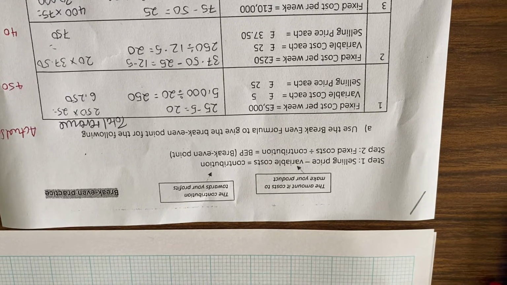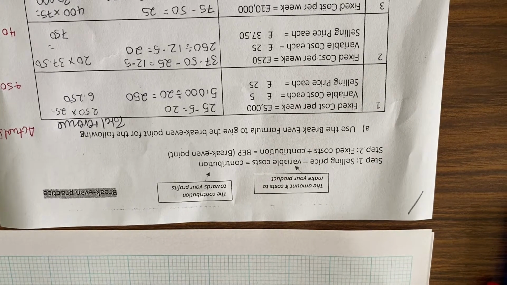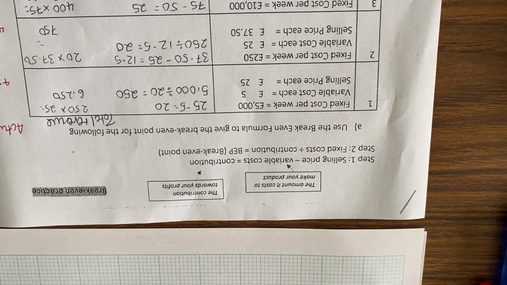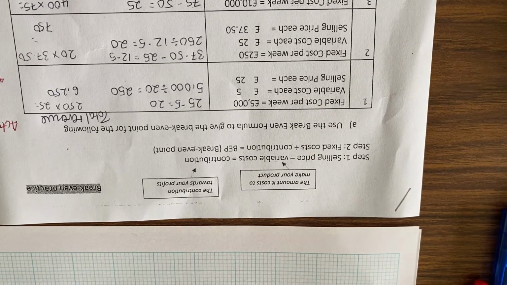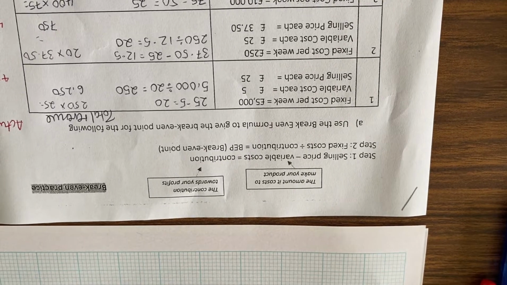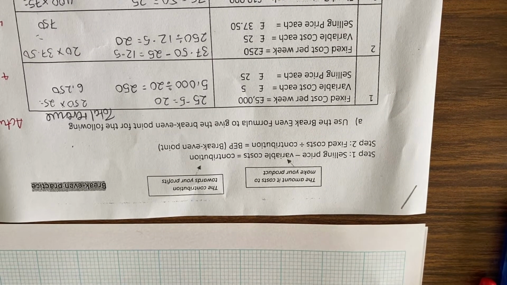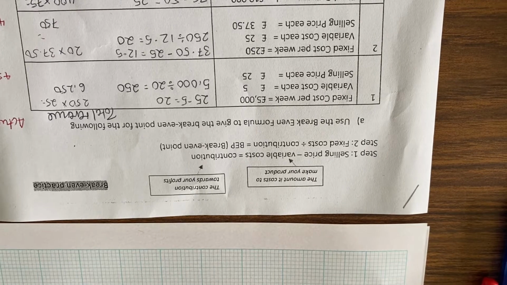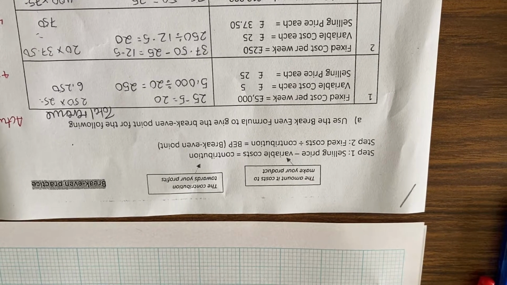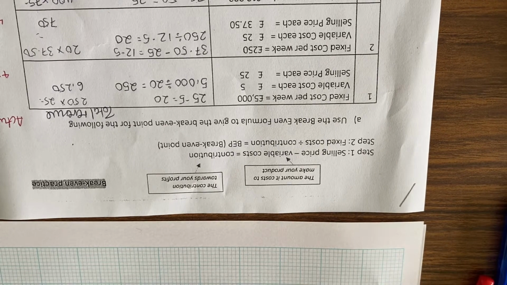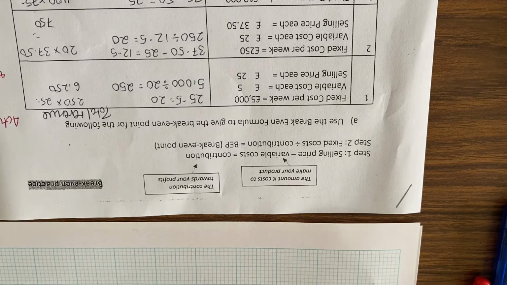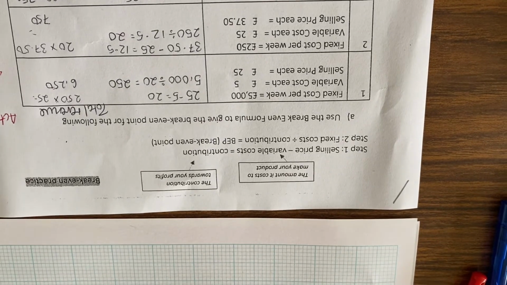Step 1 is selling price minus variable costs. So we've got selling price £37.50, you can see there on the screen, minus our variable cost, which is £25, and that gives us £12.50 towards our profits. It's our contribution. Then we've got fixed cost of 250 divided by our contribution, and that gives us 20. That is our break-even point.